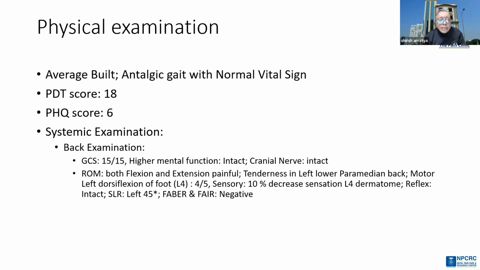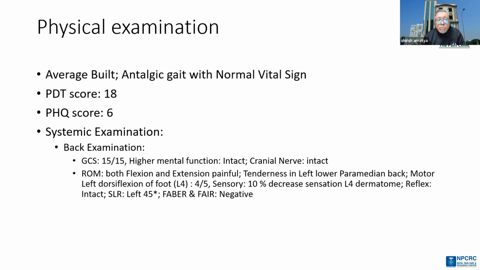And on physical examination, she was average built. She had an antalgic gait with normal vital signs. The PainDETECT tool score was 18. That means the pain was more neuropathic in nature. Her PHQ score was 6. Normally, PHQ score is done in most patients with chronic pain to see the mental status of the patient.